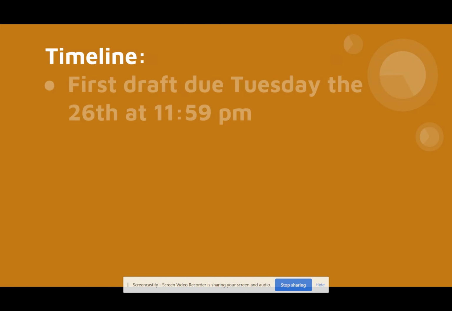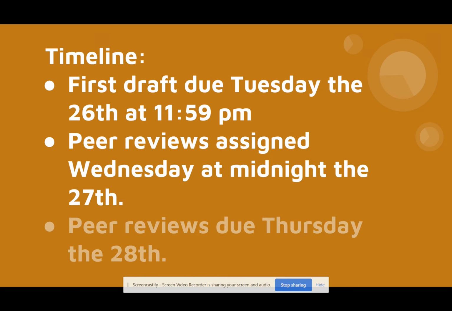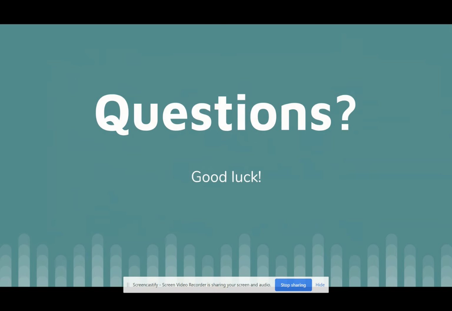Okay, timeline, here we go. First draft is due tomorrow at 11:59 p.m. The peer review will get assigned at midnight, and then those are due on Thursday. Any questions about any of this?